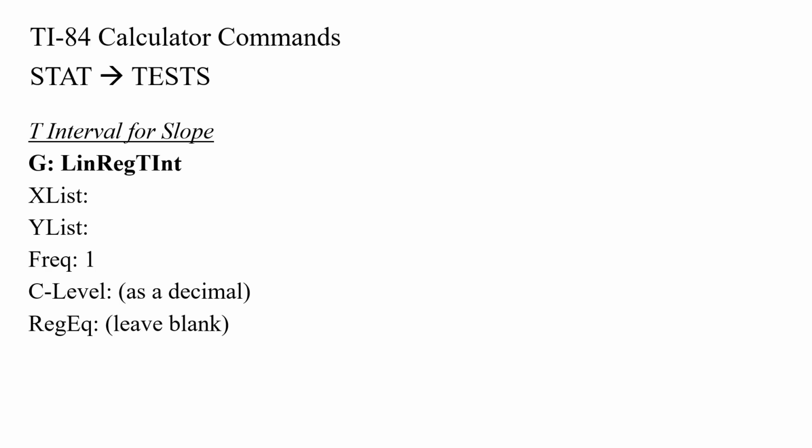Both of these inference procedures, both the interval and the test, can be found under STAT TESTS, way at the bottom. The t interval for a slope is the LinRegTInt, and it's going to ask you to enter data into list 1 and list 2, your x list and your y list. Frequency is going to be 1. Your confidence level is going to be a decimal. And in this class, you're going to leave the RegEQ just blank.